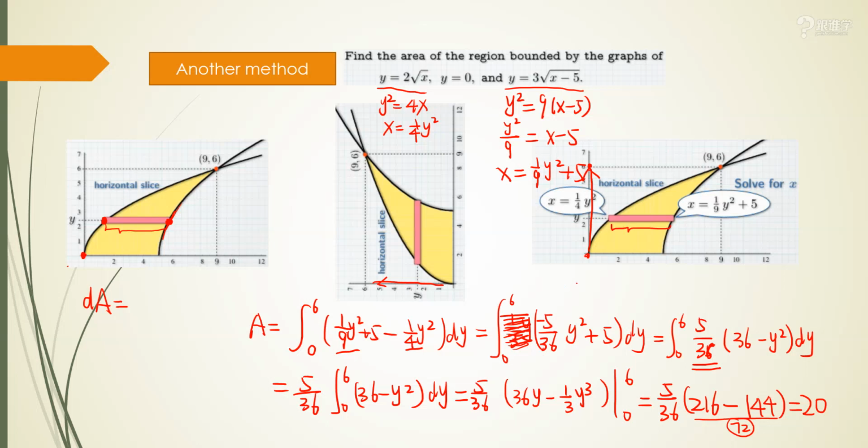So to summarize, in order to avoid breaking the whole region into two parts, we choose to integrate with respect to y. We choose the area differential to be horizontal slices rather than vertical ones. From this example, we can master the principle of area calculation. It doesn't matter how you integrate. It only matters whether the integral gives the area of the region or not.